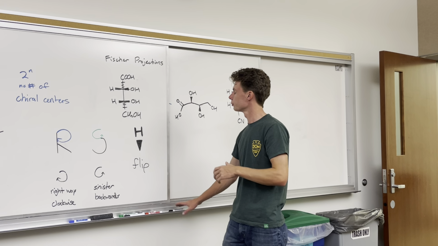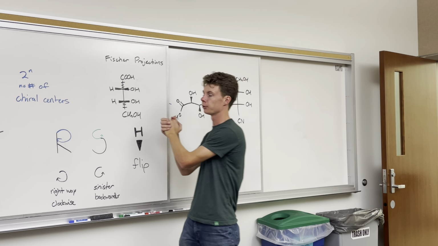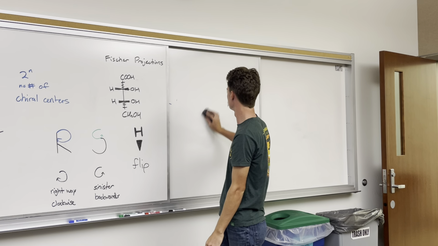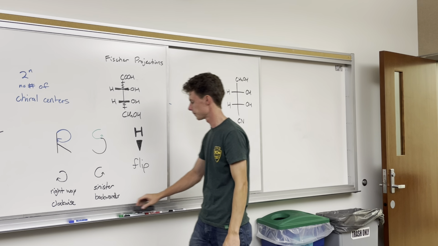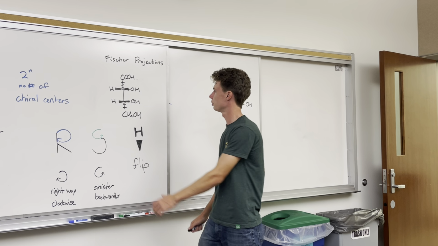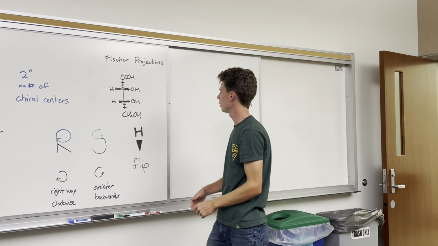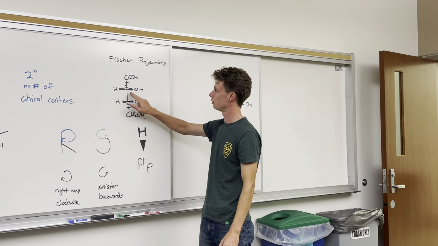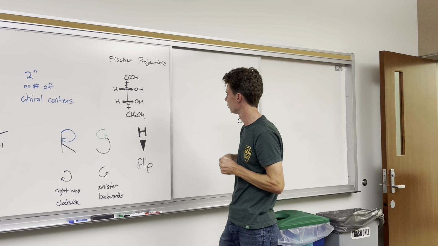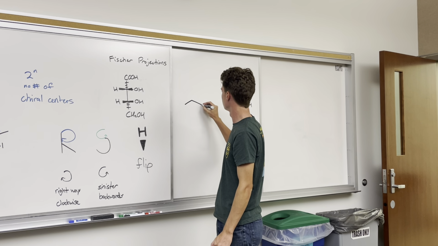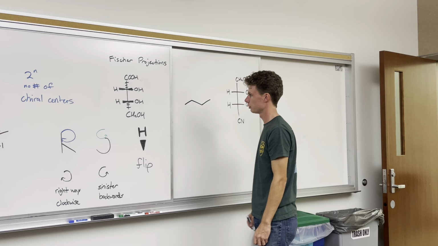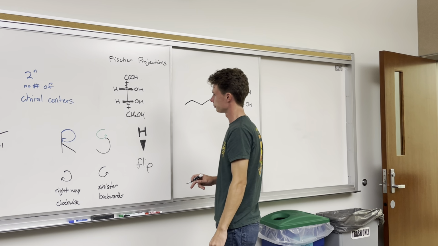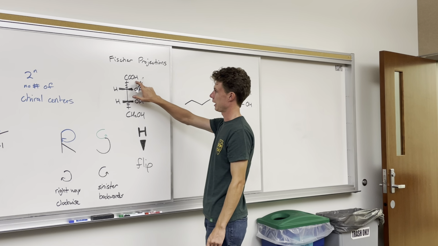Okay, so we are going to go from Fisher projection into a line structure. We have our Fisher projection here. I am going to start out drawing a line structure based on my carbon chain of 1, 2, 3, 4 carbons. I have my 4 carbons. On my first carbon, I have a carboxylic acid, okay?